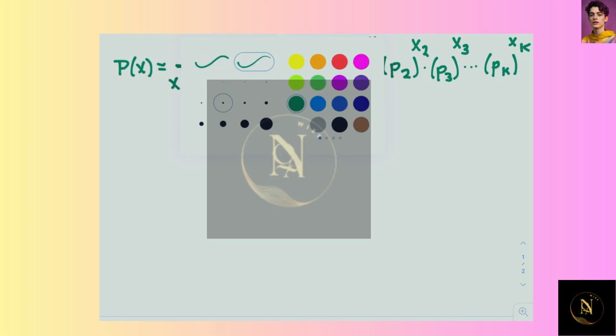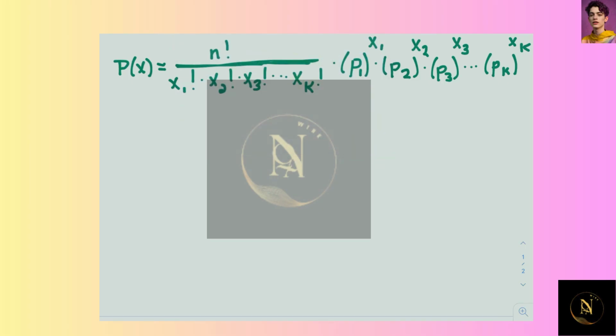So in this particular problem, we know the value of n for part A to be 3, so we would have 3 factorial in the top, and x sub 1 is 1, so we'd have 1 factorial. x sub 2 is also 1, so we'd have another 1 factorial. x sub 3 is also 1, so we'd have another 1 factorial in the bottom. And then we have to multiply by the probability of each of those events raised to their corresponding powers.